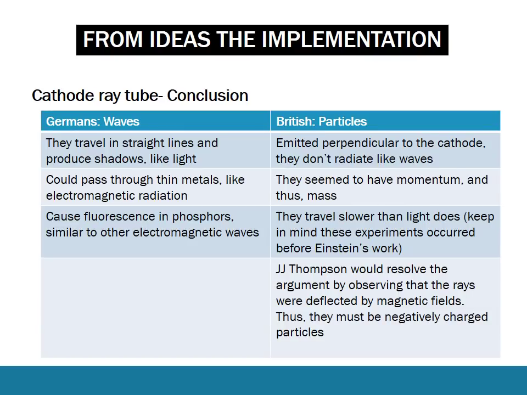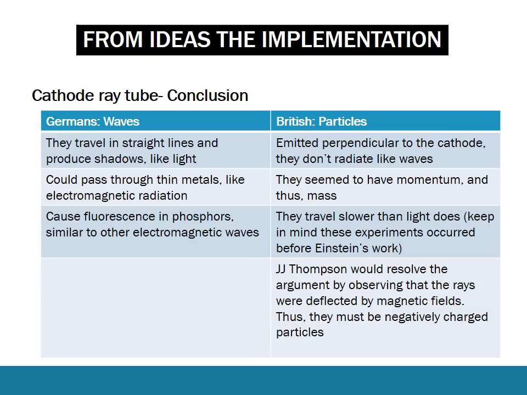Just to sort of summarize this, there was an argument as to whether the cathode ray was a particle or a wave. The Germans were arguing that it was a wave. Typically, when the Germans argue something against the British, the Germans tend to be wrong. And so in this case, they were. Germans claimed that the cathode rays were waves because they traveled in straight lines, they produced shadows, they could pass through thin metals, and they fluoresced phosphors.